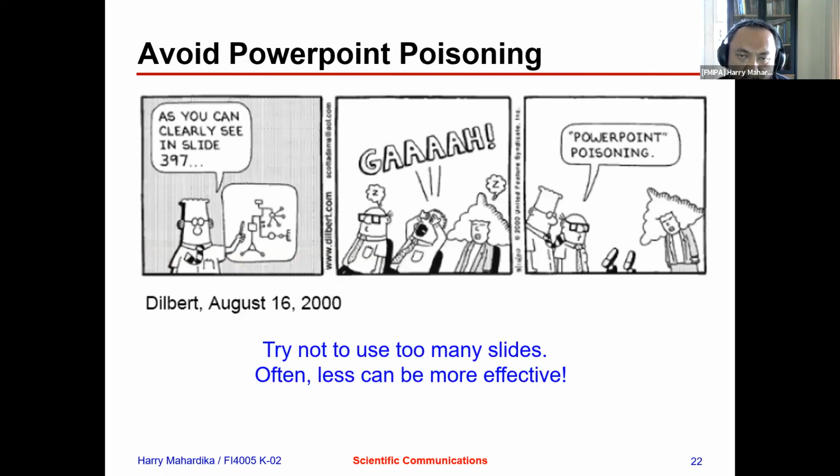Okay, here are examples of PowerPoint poisoning. For example, you make too many details on a certain chart or a certain flow chart. Try not to use too many slides. Often less can be more effective. Okay.